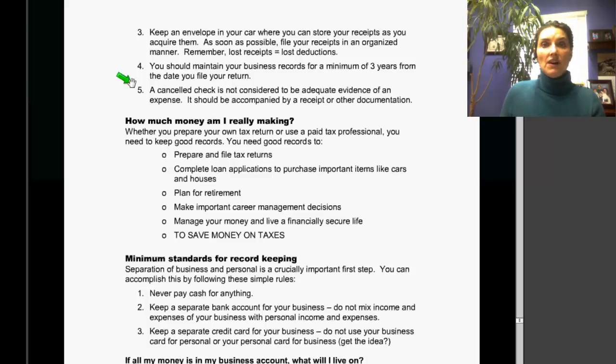Well, I'm sorry, but if the auditor comes knocking, the auditor's going to come knocking about 2 years after you made that purchase, not 2 weeks or 2 months. A canceled check is not considered to be adequate evidence of an expense by itself, and it should be accompanied by a receipt or other form of documentation.